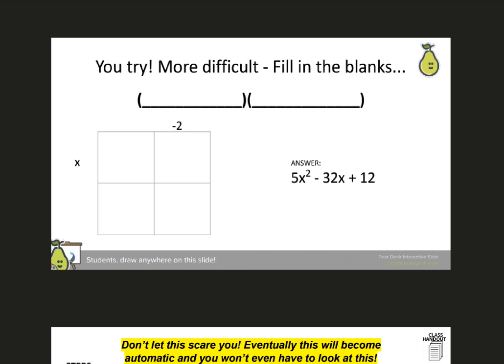Usually the first term comes from this box right here, 5x squared. We know the last term comes from this box. And we know that we get this middle term by combining this box here and this box here, which means that we add those together and that makes negative 32x.